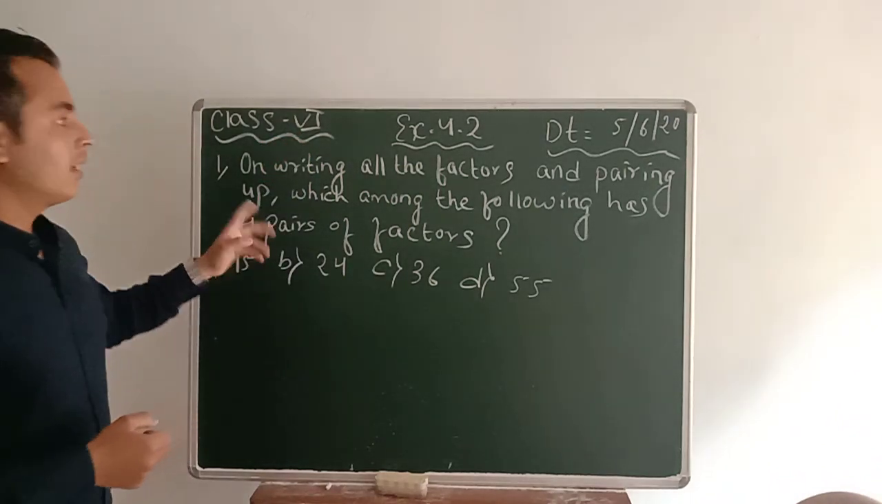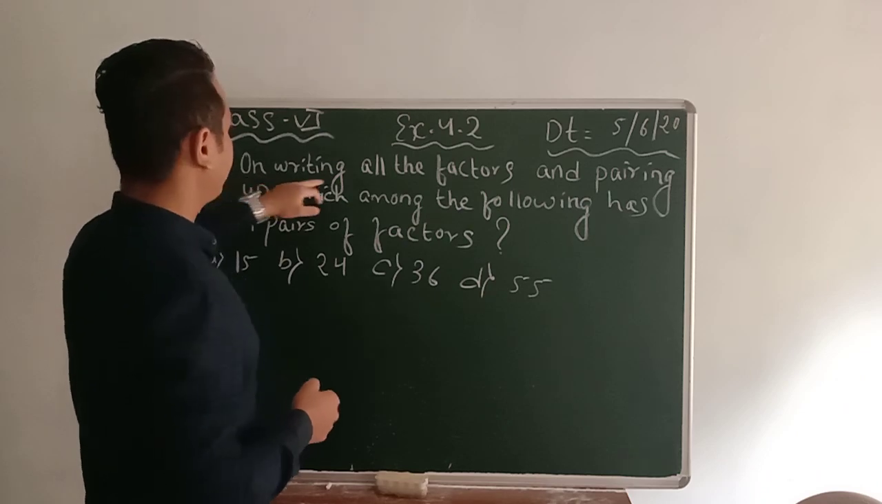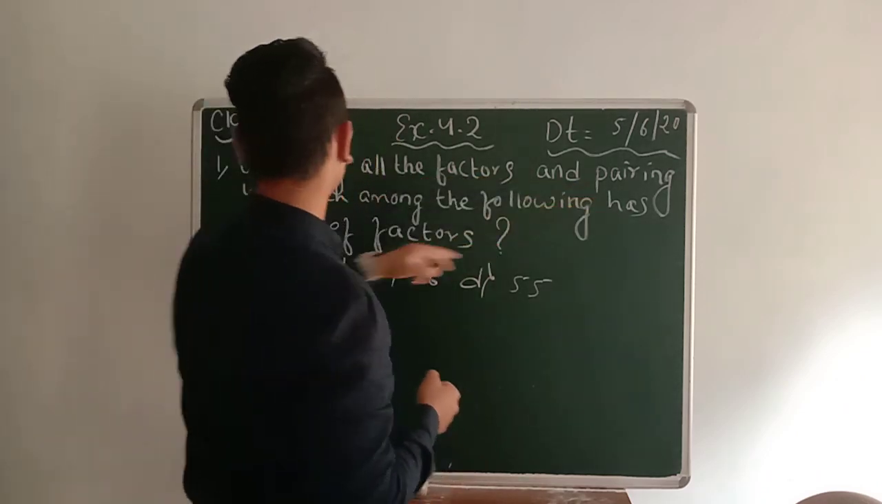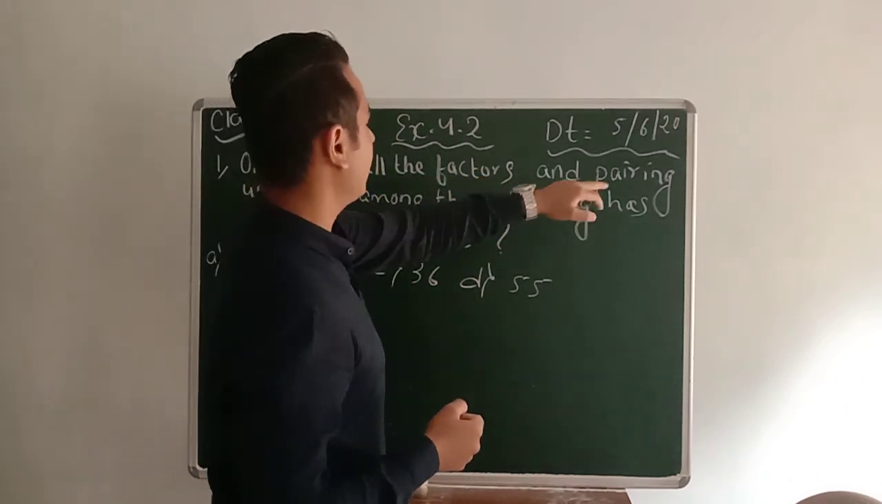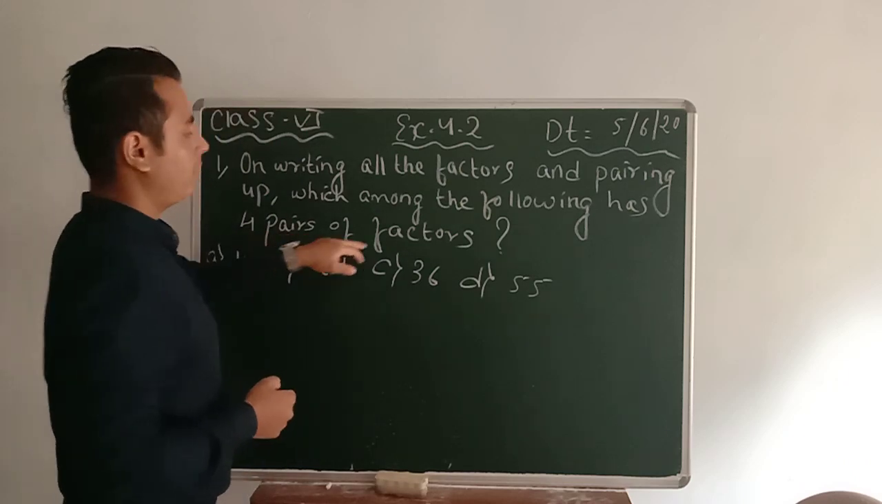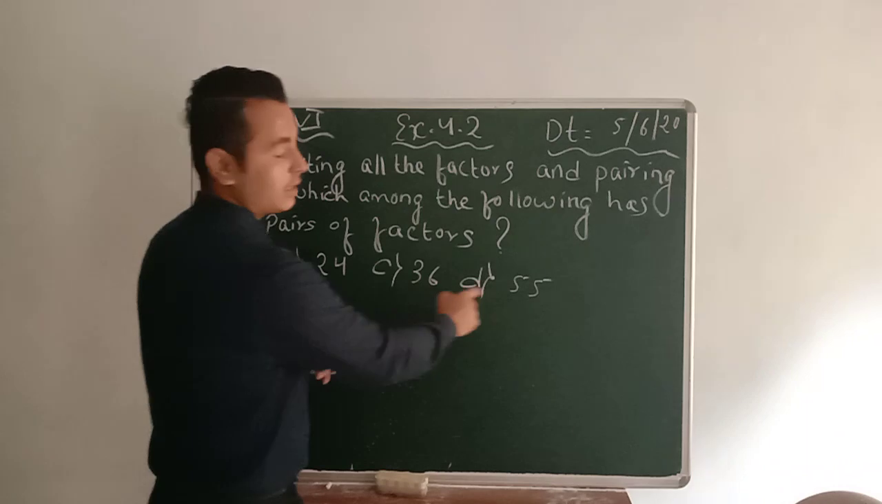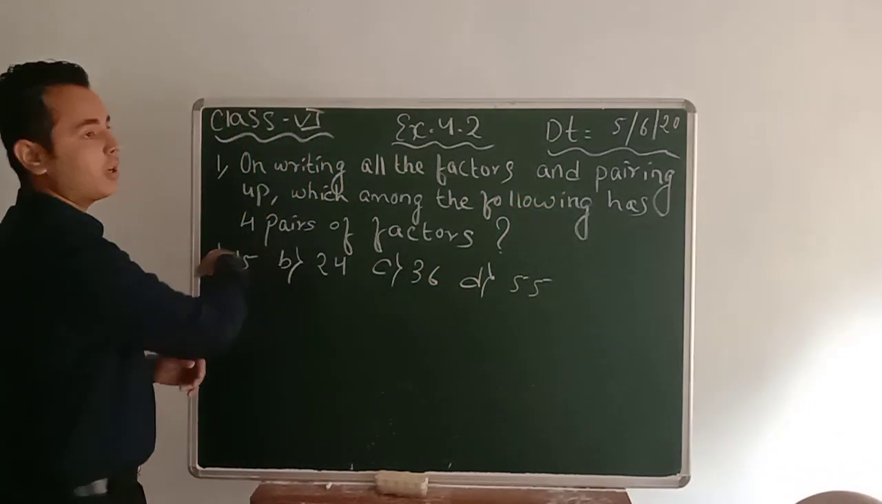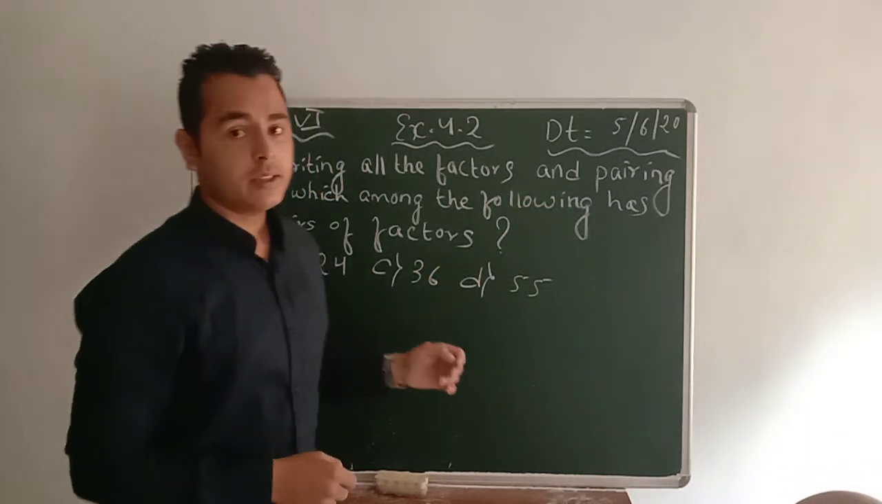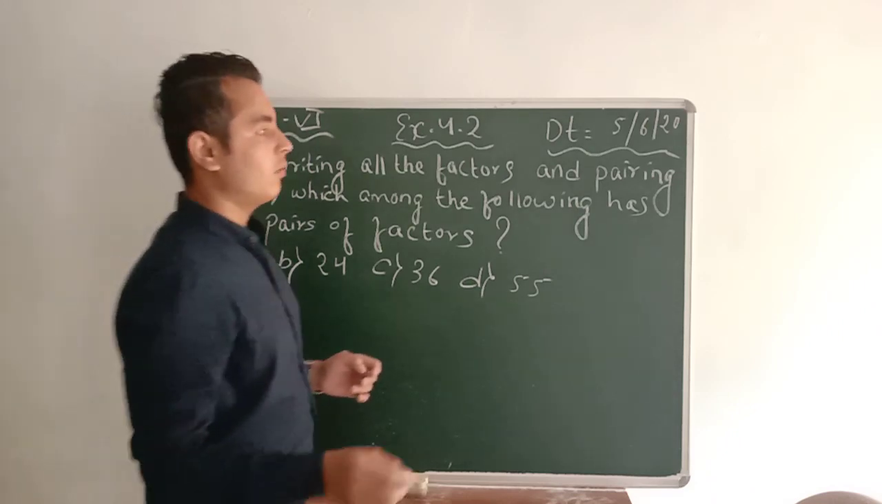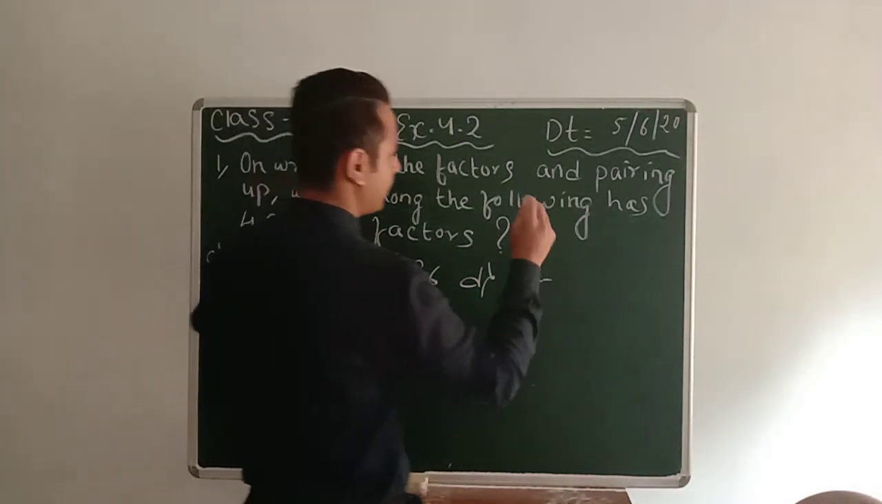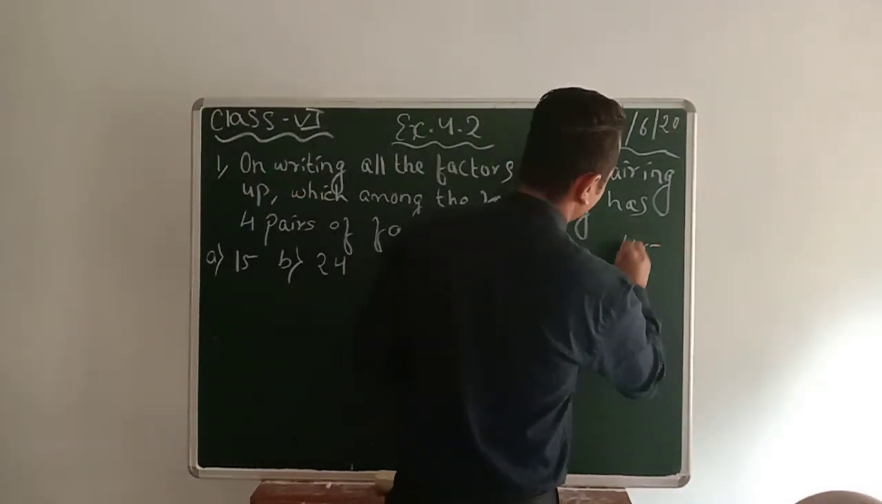Now the question is like this: on writing all the factors and pairing up, which among the following has four pairs of factors? These are the four numbers: 15, 24, 36, and 55. Out of these four numbers, which number has four pairs of factors? Now, how to take out the factors? Let me show you. First is 15.